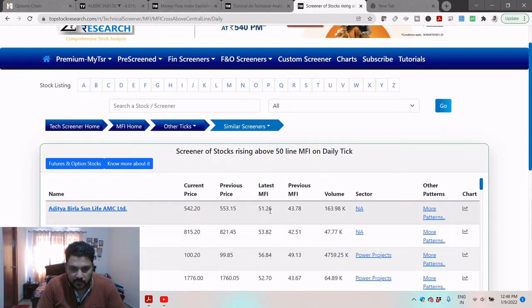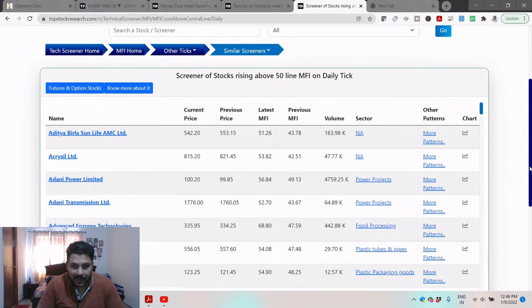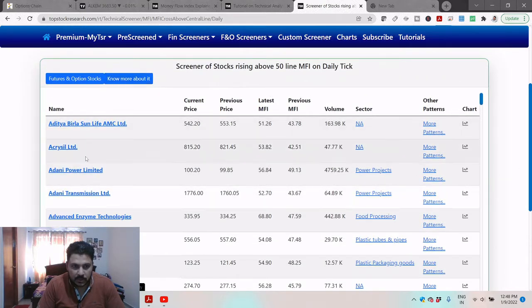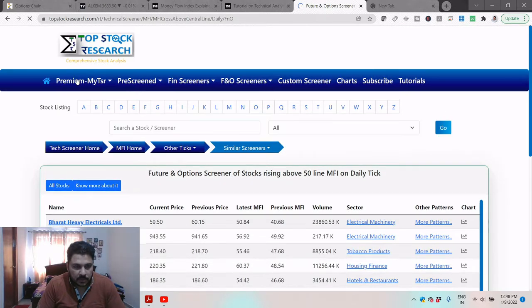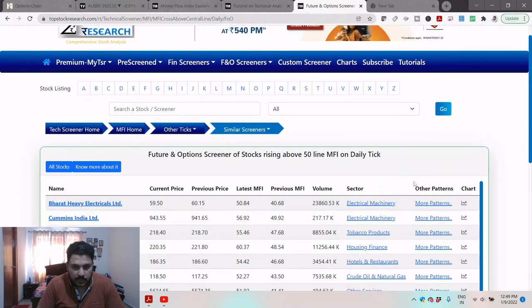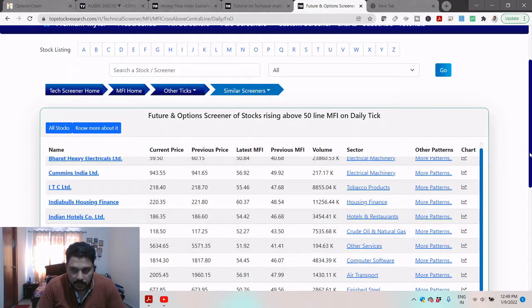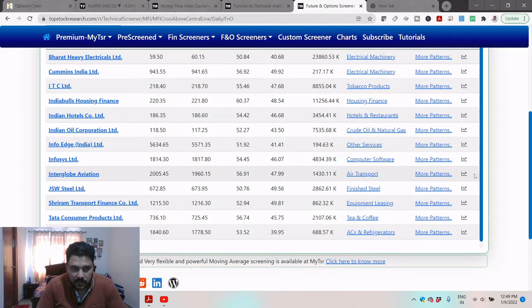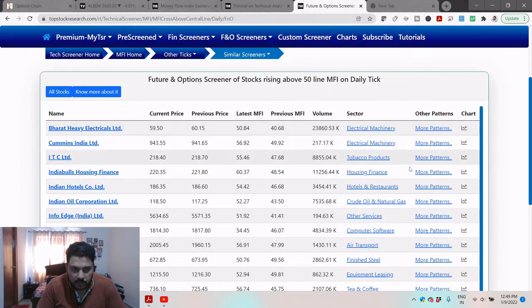So it is above 50, and then you don't blindly go and take these stocks. You need to analyze the chart patterns. So what we are going to do now is look out for futures and options stocks. These are my futures and options stocks which are visible here. Let's start to analyze one of the stocks which I think can be a good potential.